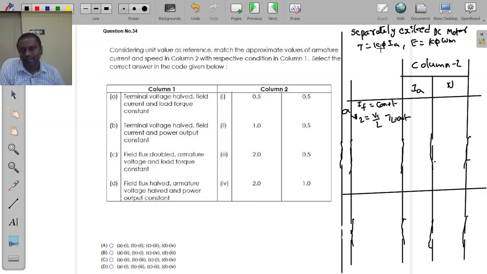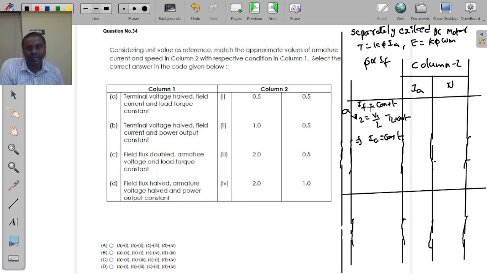Torque is K phi Ia. When torque is constant, phi is also constant, because phi is proportional to IF. If IF is constant, phi is constant. If phi is constant and torque is constant, it implies Ia has to be constant.